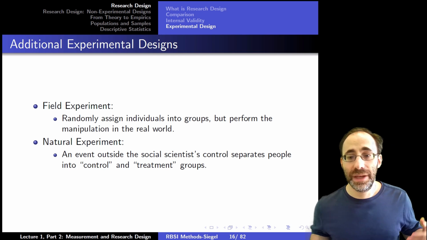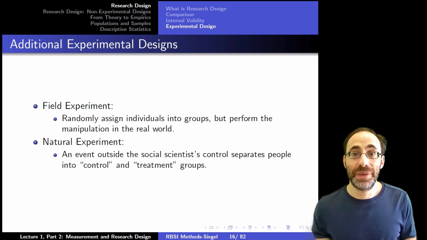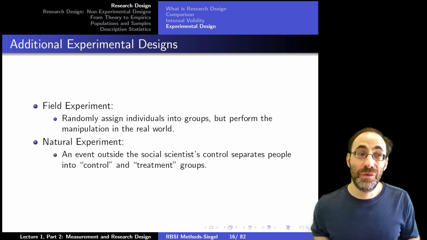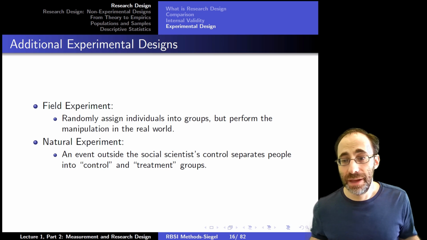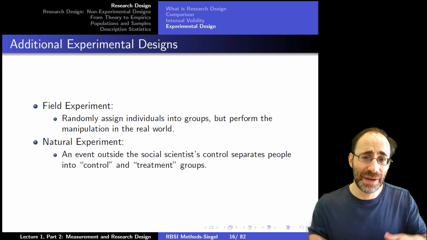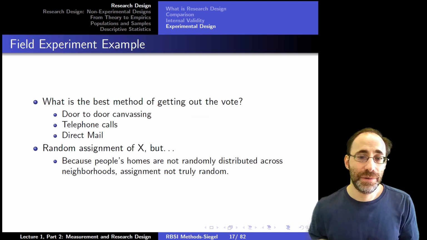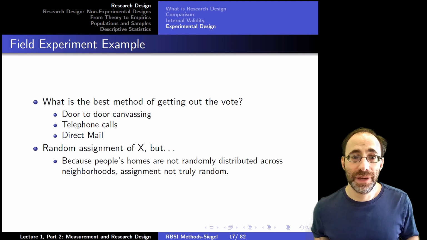A natural experiment is a quasi-experimental design in which something happens outside your control, hopefully at random, and then hopefully unrelated to any treatments that you care about, and that separates people into a treatment and control group. So I'll conclude with a couple examples of each one of these. Okay, so the field experiment example might be an experiment on turnout.